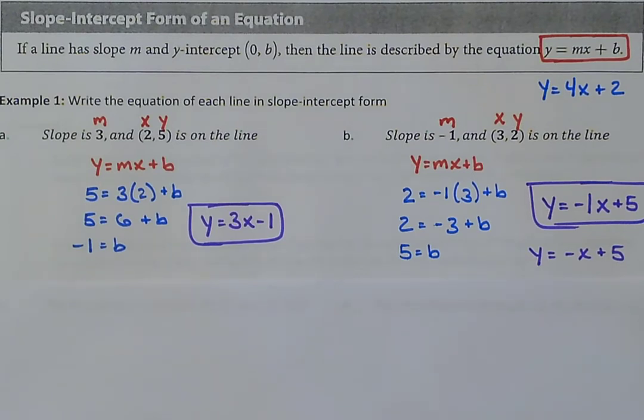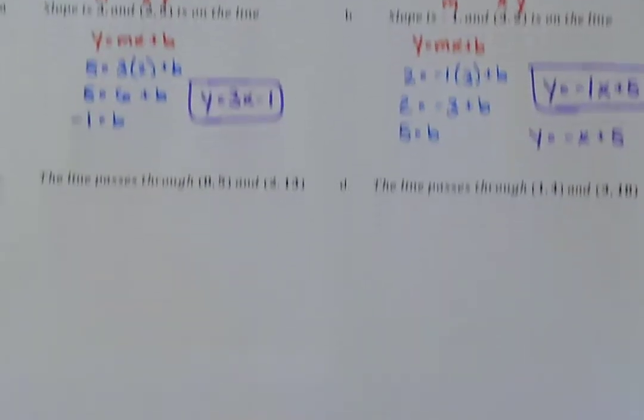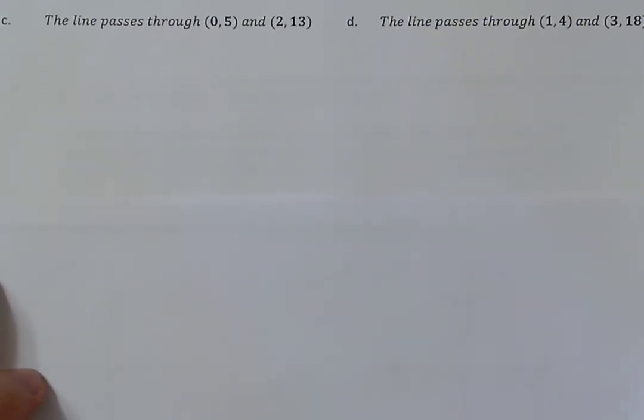Now, the same thing's going to carry over to part C and D. It's just they don't tell us our slope, yet they tell us the 2 points that the line has to go through. So we have to go through and figure out our slope first, and then we can do what we just did for parts A and B. So I'm going to go ahead and move this on up.